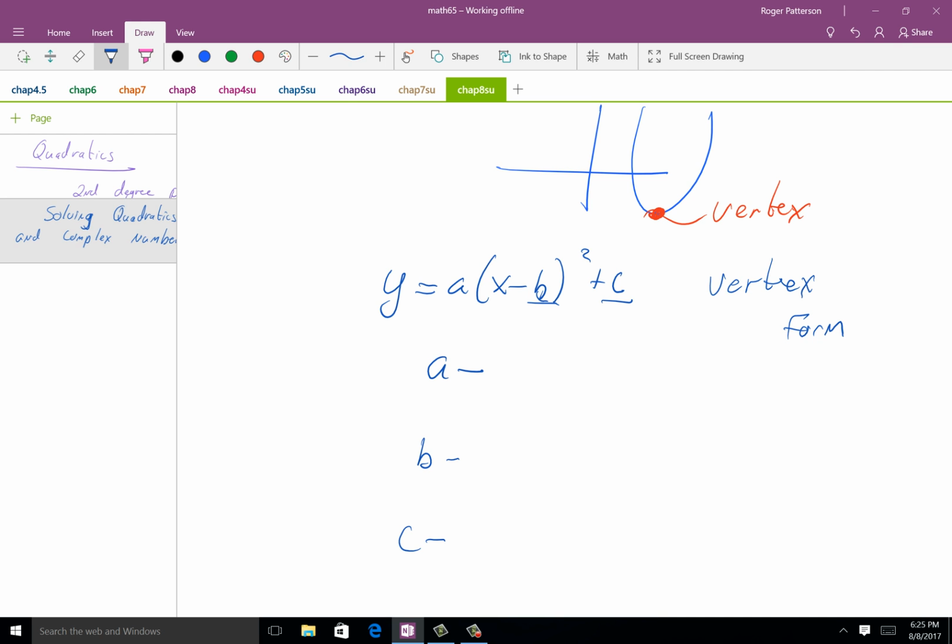So the vertex is going to be B, comma, C. All right? When it's in vertex form. But only when it's in that form. All right. I want to move this over here a little bit.